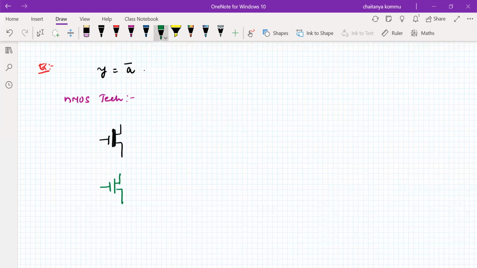Therefore, the symbol also must look good, so don't write just like that. Connect these two things and take a common point here. The VDD is on top and the ground is at the bottom. This is connected to this one, and it must be always on. Take a common point: this is called Y, and this is called A. So this implementation always gives you a complement. Whatever the input is, that will be complementary over here.